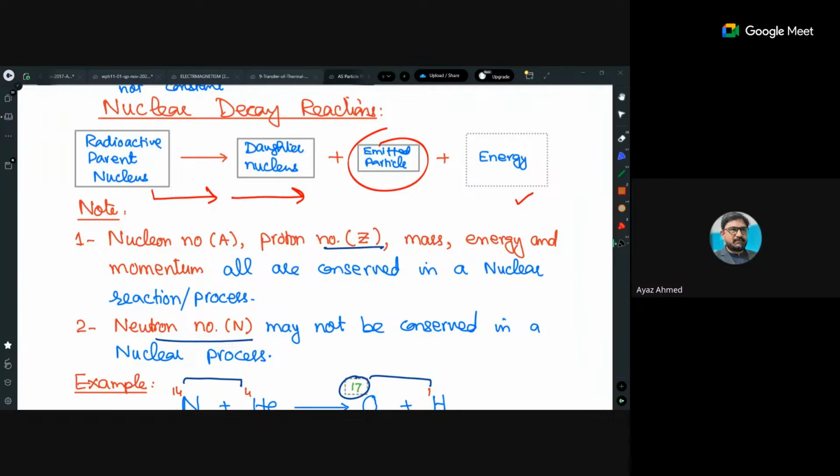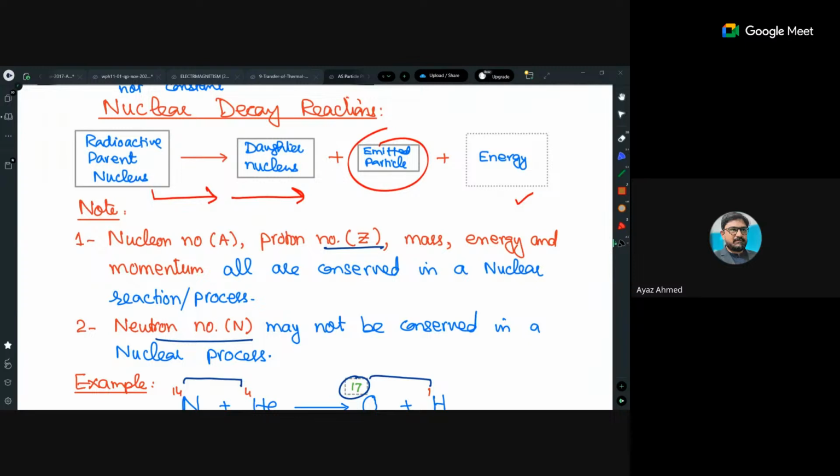And then from here I will move to particle physics. Nuclear decay means when a radioactive parent nucleus is disintegrated into a daughter nucleus and it emits some particles. So that is called decay. Decays have a lot of equations. Like when an alpha particle is emitted out, it is called alpha decay. When a beta particle is emitted out, it is called beta decay, and so on.